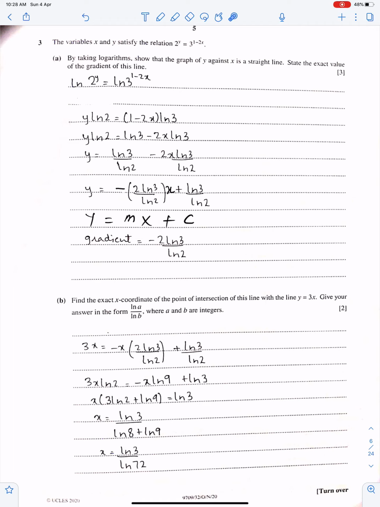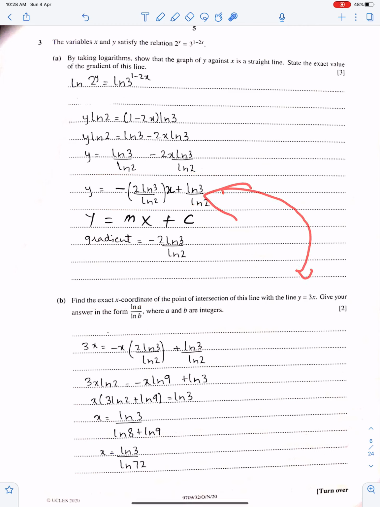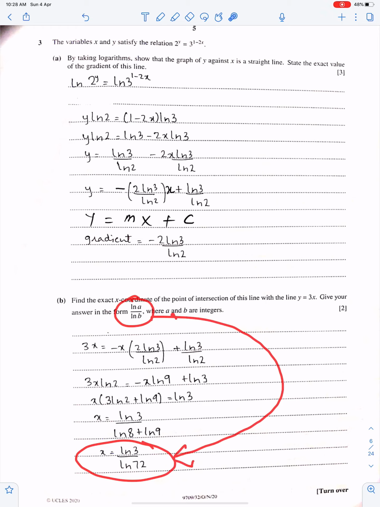Second part. Find the exact x coordinate of the point of intersection of this line with this line. For that you need to solve these two equations simultaneously. Replace this by 3x, then bring this ln 2 to the left hand side. After that bring this x ln 9 to the left hand side so that we can take x common. Then divide by this thing on the right hand side. Use the product law of ln here and get this form. This is of this form, and a and b are integers. See, this is a and this is b.